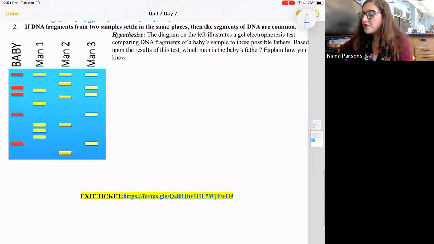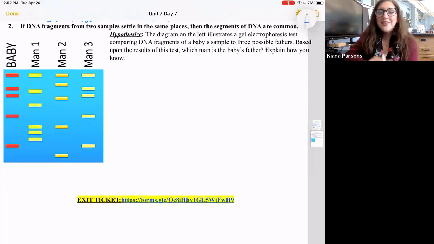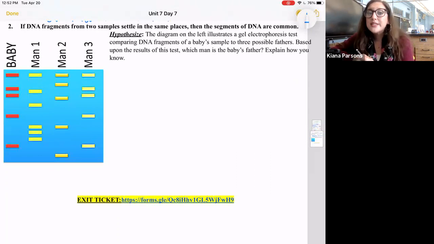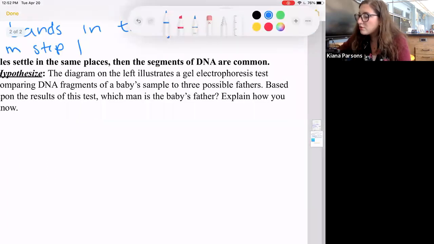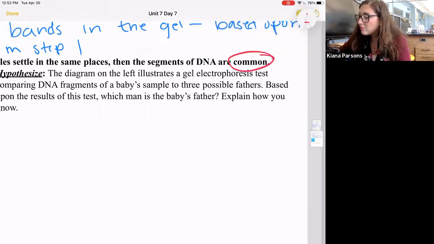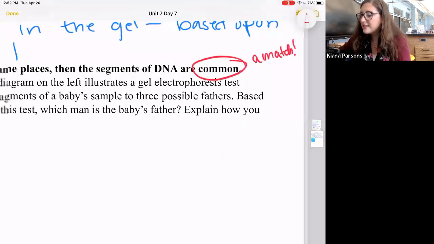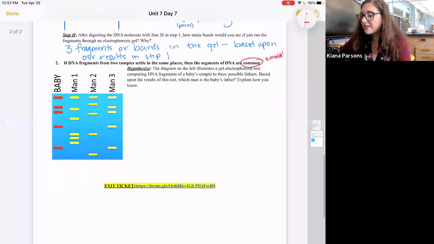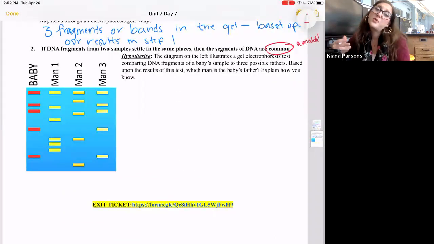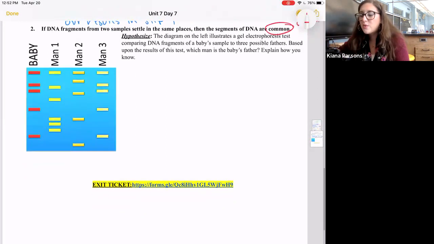All right, so question number 2. If DNA fragments from 2 samples settle in the same place, then the segments of DNA are common. So that means they are a match. And we're going to get a lot of practice with this during class. So if you're still a little confused at the end of this assignment, don't worry, we're going to practice with gel electrophoresis during class. But let's take a look at this one, number 2.